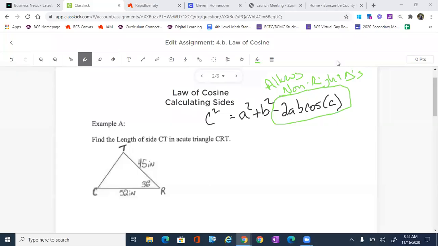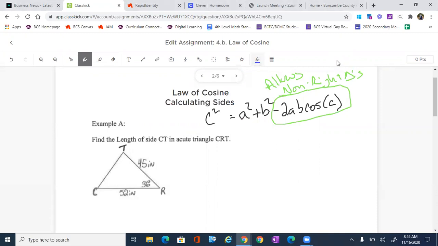All right, guys, we're going to be looking at the law of cosines and calculating sides today. You'll notice that the law of cosines is written right there. It is a squared plus b squared minus 2ab cosine of C, and that is equal to c squared. What you'll notice from this equation is simple: we have the Pythagorean theorem right here, okay?